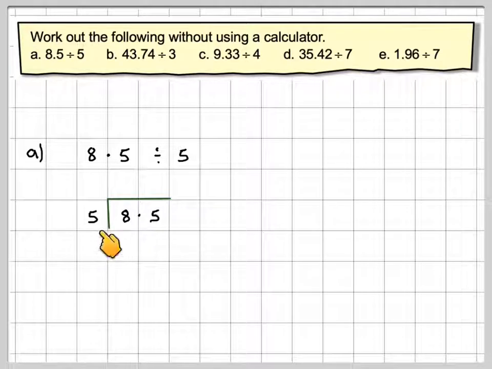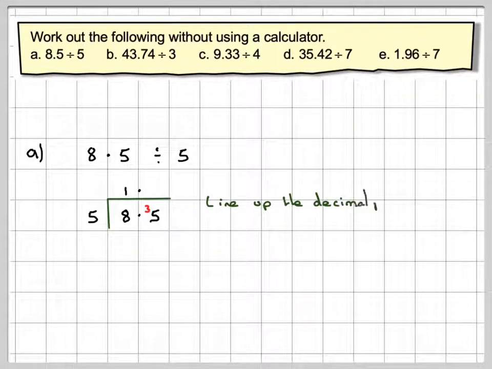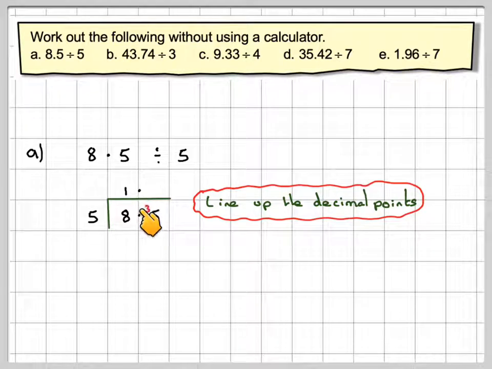So if we set this up as we do normal division, 5, 8.5, and then 5 goes into 8 once, and there is 3 left over, so we'll put a little 3 over there. So we're going to use short division, yeah? 35 divided by 5, or 5 into 35, is 7. But the important point is that we do line up the decimal point with what's in the question. So we get our final answer of 1.7. So when we do division, the decimal point is just lined up as per the question, unlike multiplication.